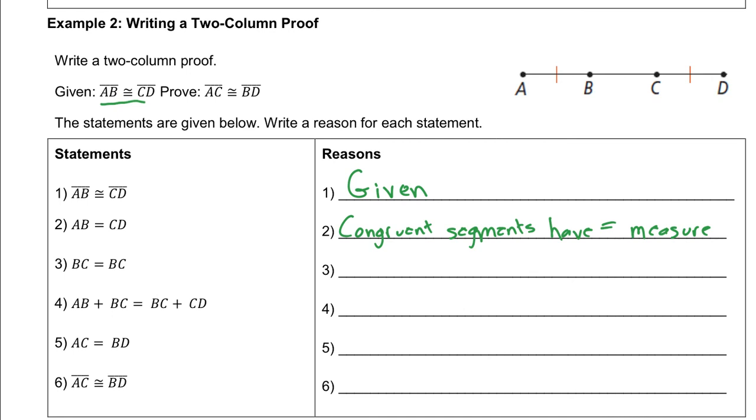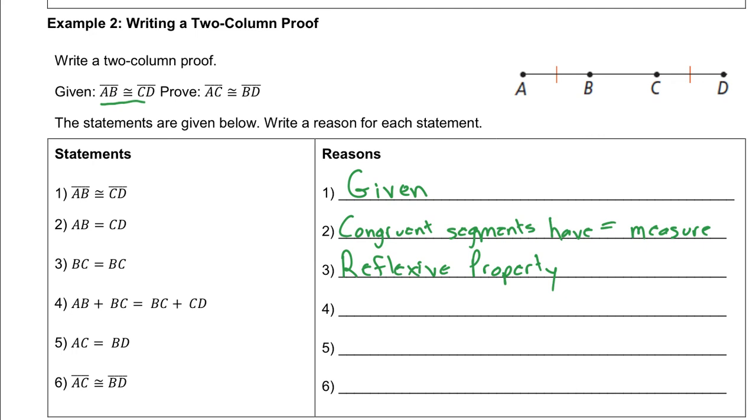Now, the next step is going to be a little weird, but if you go back to the top and you look at our properties we just talked about, BC is equal to itself, or its measure is equal to itself. That's considered the reflexive property. Whenever I say something is equal or congruent to itself, that's the reflexive property in action. Okay? So this is an equation.